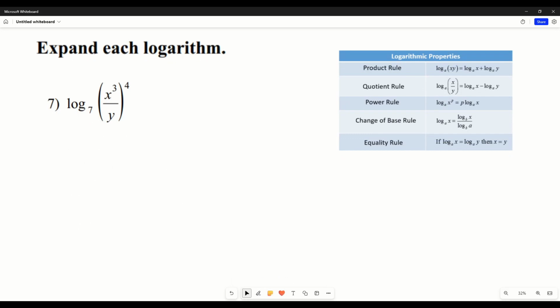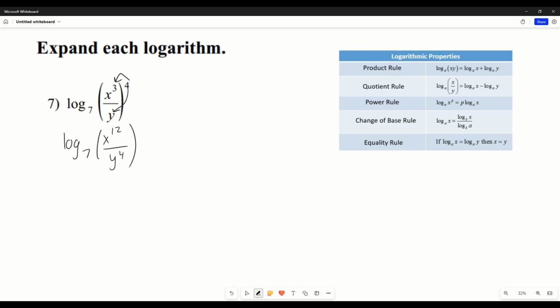For question 7, we have log base 7 of x to the third over y, all to the fourth power. So this is basically the same as the last question. Let's distribute this 4 into everything inside this parenthesis. We get log base 7 of x to the 12 over y to the fourth power.